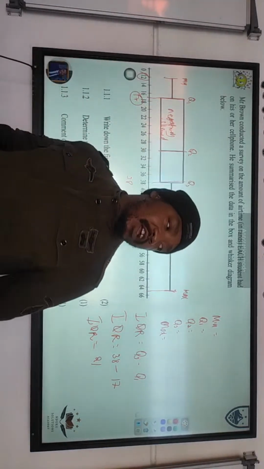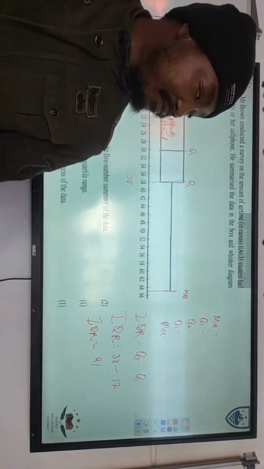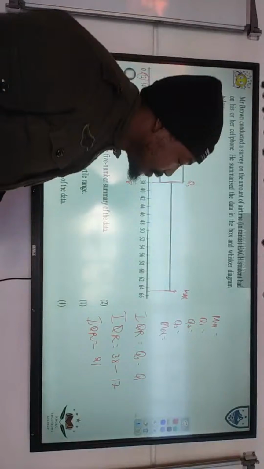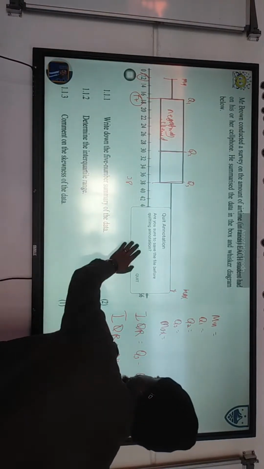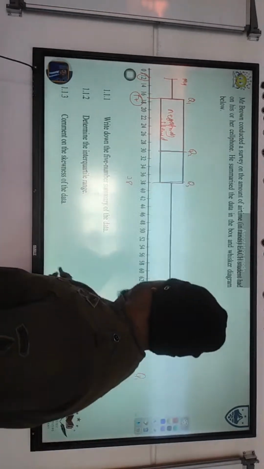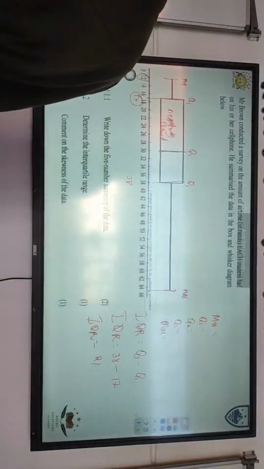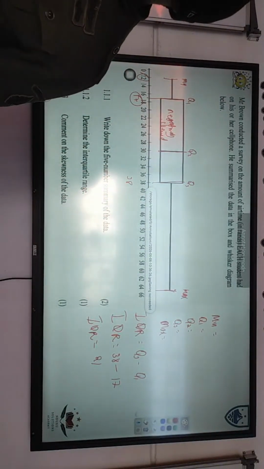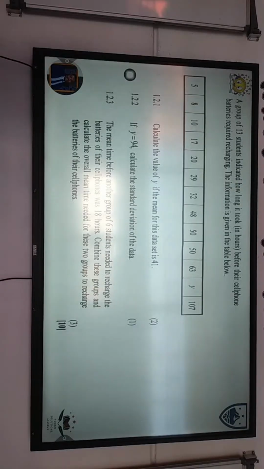This is probably easy for you guys, right? This will be negatively skewed. And then let's move into the next one, a different one.